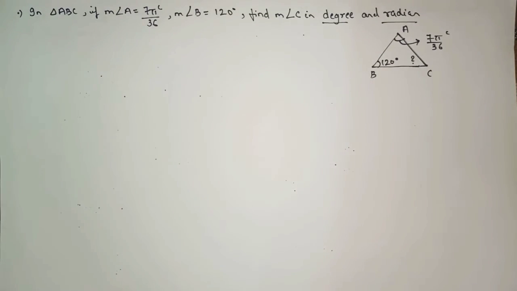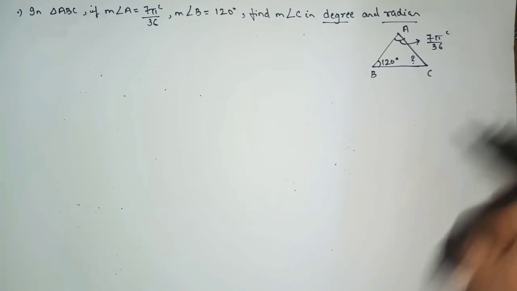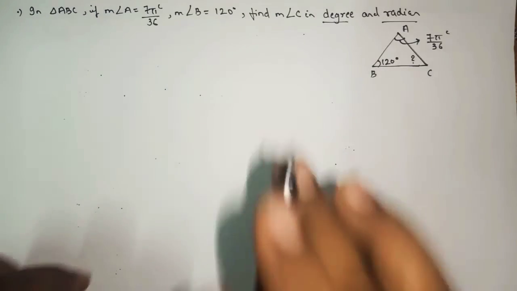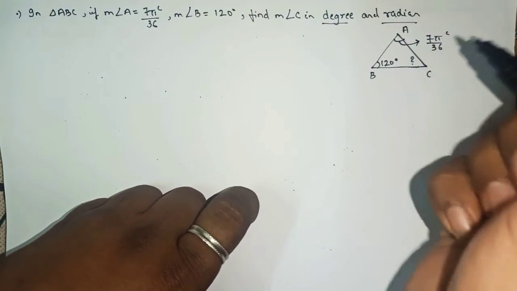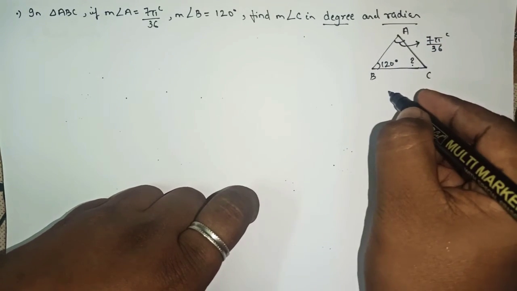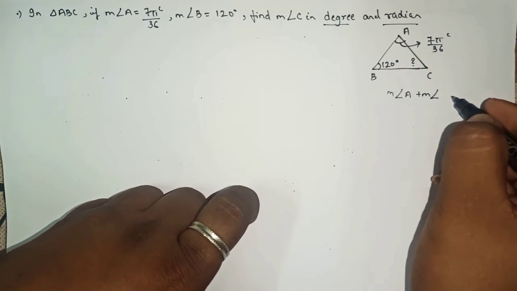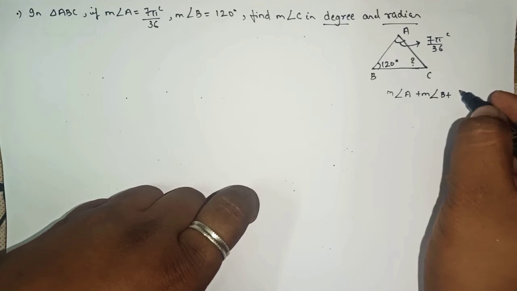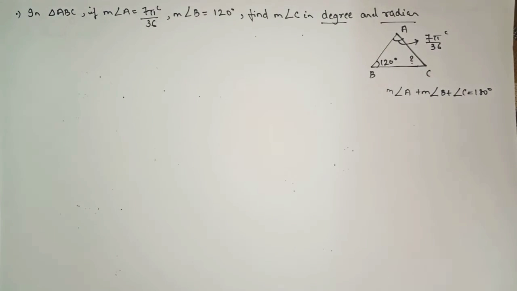Now listen here, as it is clearly mentioned, it is a triangle. For a triangle we know that there are three angles, and there is one simple property I hope you all know. The sum of the measures of the interior angles of the triangle is what? 180. Yes or no? You all might be knowing this.